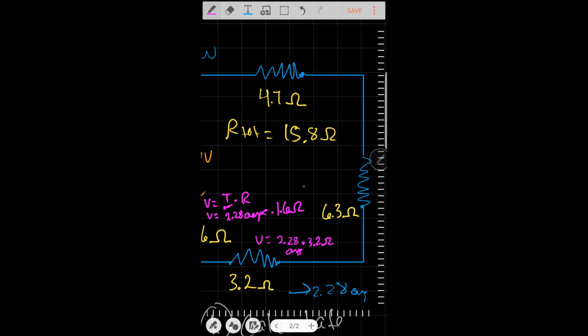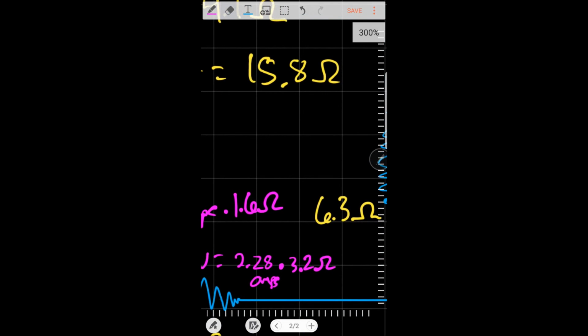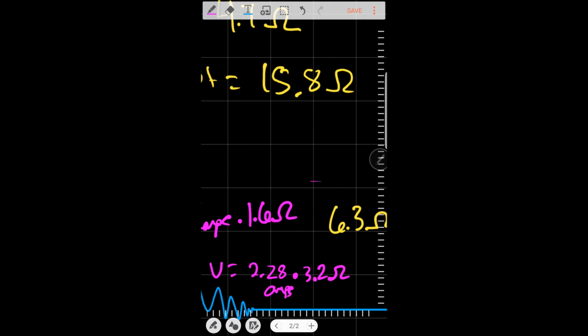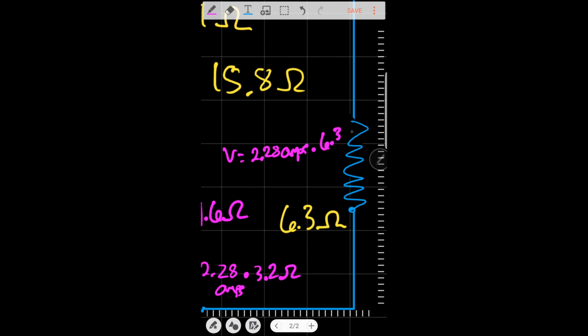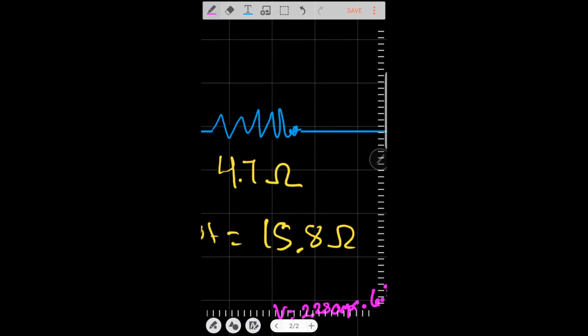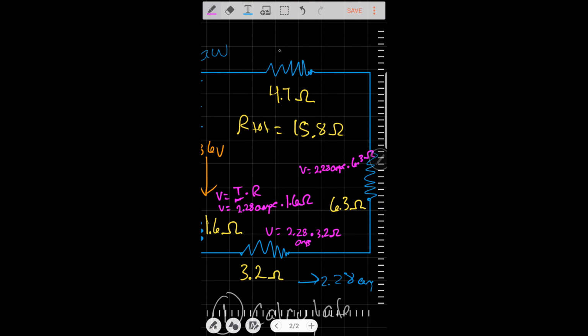Same thing here. V equals 2.28. Let's move that over a little bit, I don't have enough room right there. My voltage is going to equal 2.28 amps times 6.3 ohms. And then finally, the last one over here, V is going to equal 2.28 amps, I apologize, amps times 4.7 ohms.